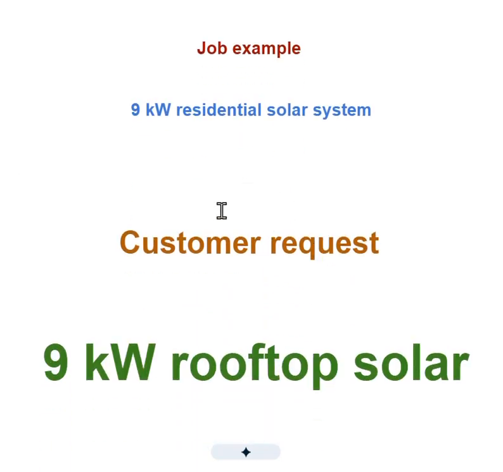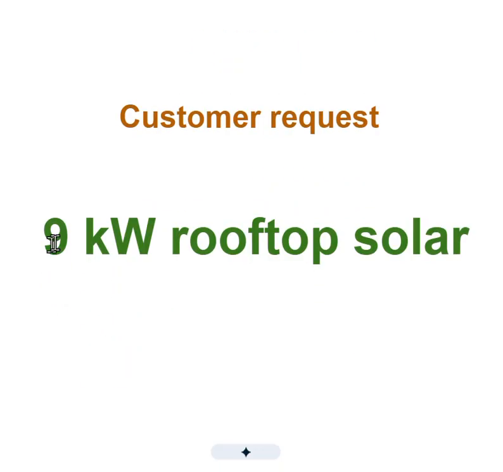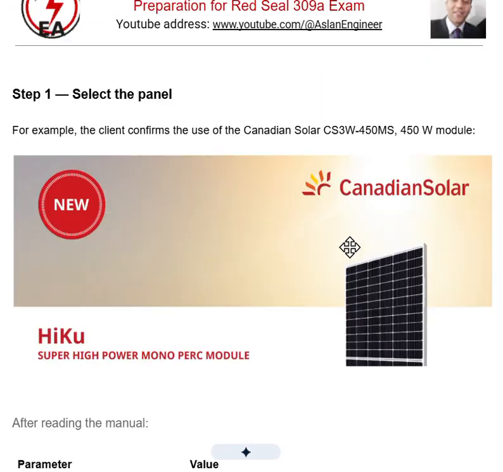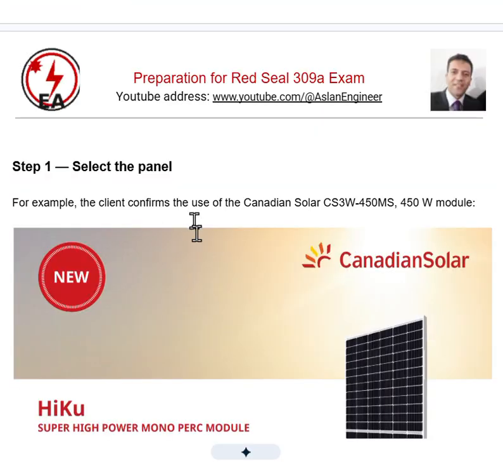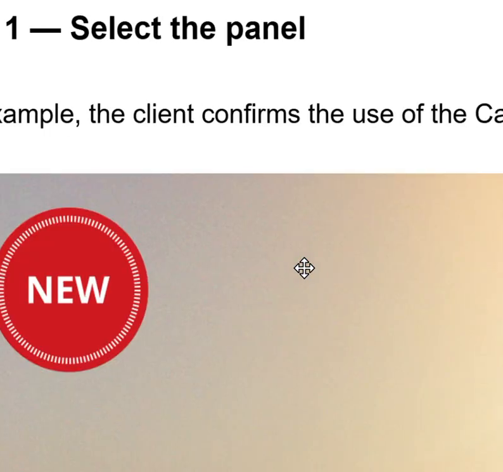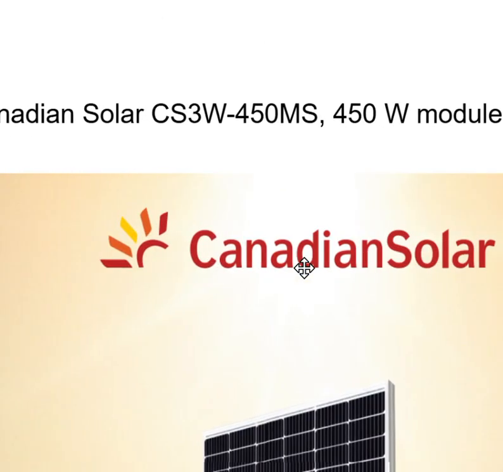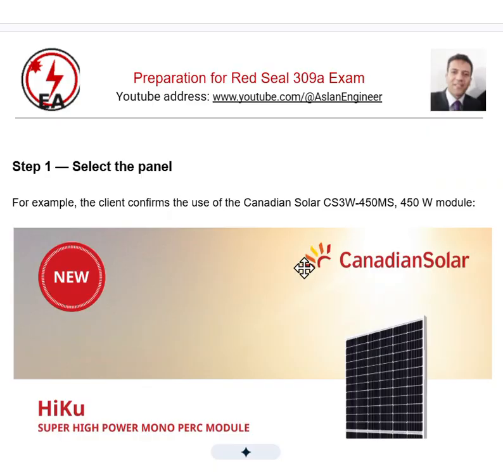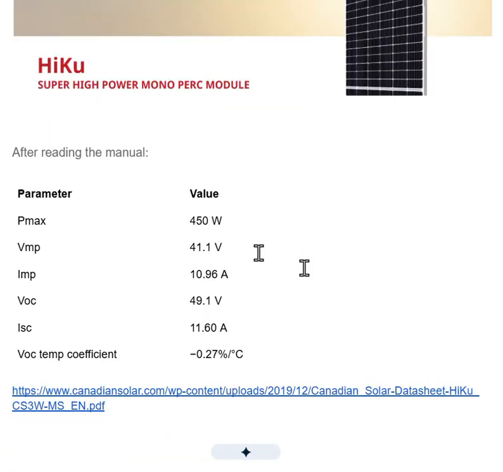But let me explain an example. For example, in Edmonton, a client needs 9 kilowatt rooftop solar panels. So what we do, we have panels, Canadian Solar, for example. It depends on the client. This client confirmed that these Canadian Solar panels are good for him. So in this case, we calculate and we upload.